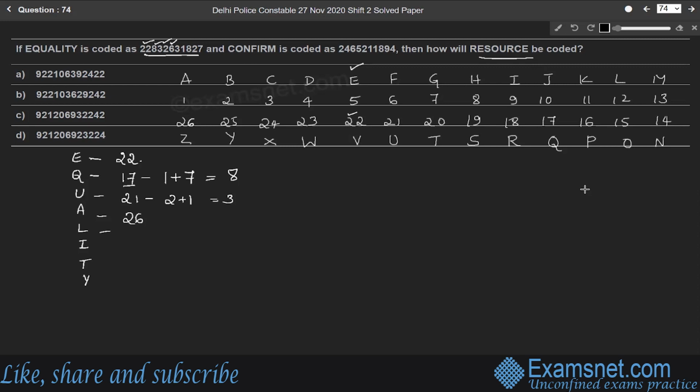So for L, the positional value is 12. Since it is a double digit, it is coded as 1 plus 2, that is 3. So for I, it is 9, a single digit. So the positional value of the opposite alphabet is 18. So I is coded as 18. For T, it is 20. Since it is a double digit number, 2 plus 0 is equal to 2. For Y, it is 25. It is a double digit number. 2 plus 5 is 7. Right? So apply the same rule for resource.